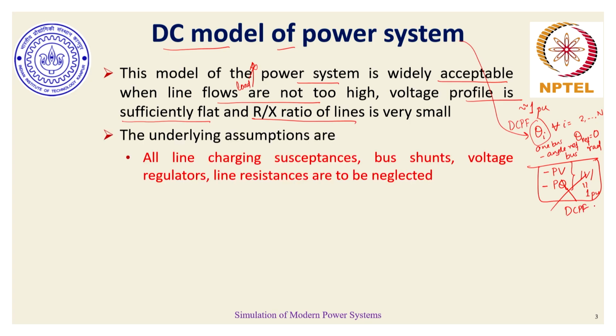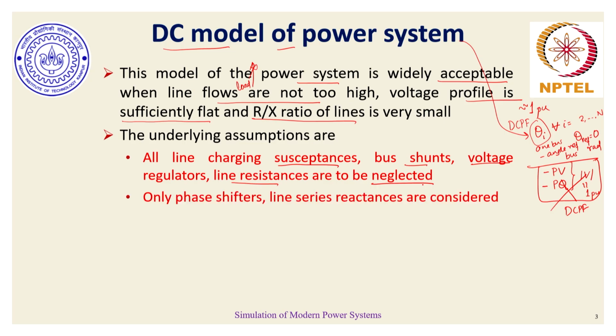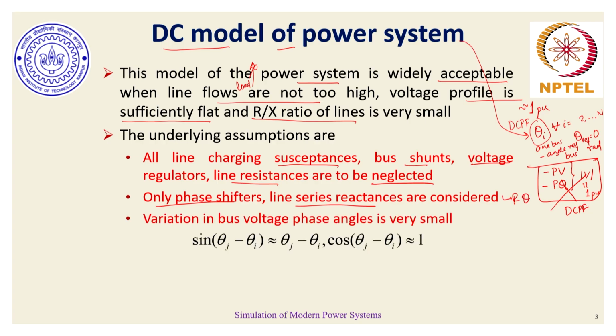Going ahead with the assumptions that were true for fast decoupled power flow, all elements that don't affect the P-theta iteration, that is line charging susceptance, line resistance, bus shunts, and voltage regulators, are not to be considered at all. These elements may be present in the power network, but while we solve DC power flow, we would consider these values to be 0. That is what the neglect term means. We will consider only phase shifters and line series reactances, which affect the P-theta half iteration.